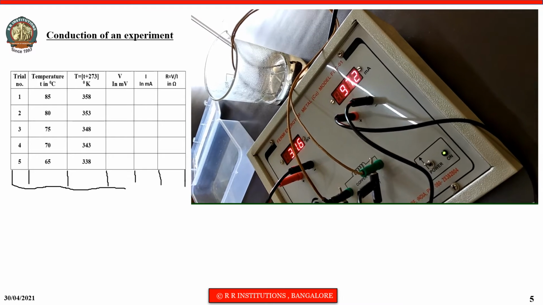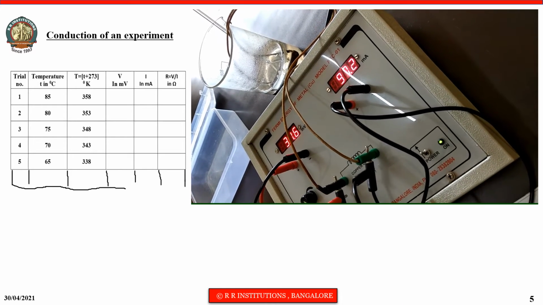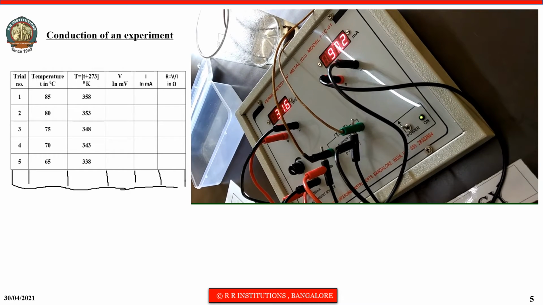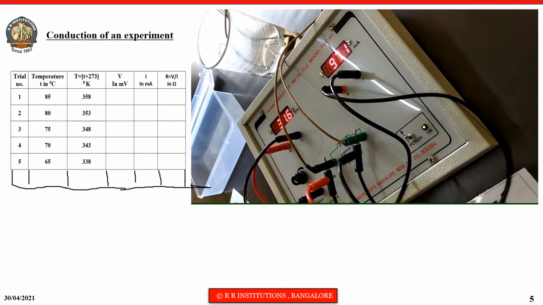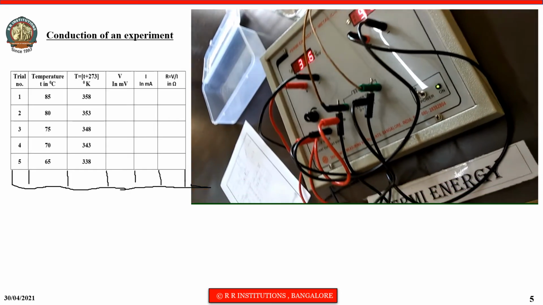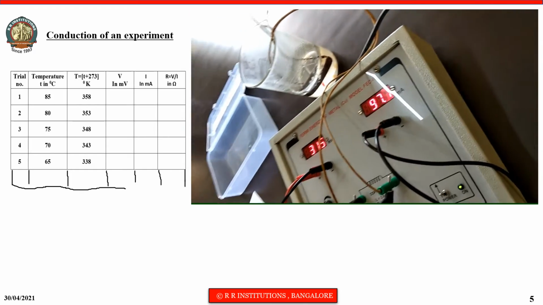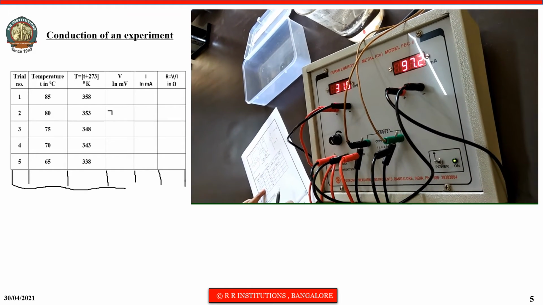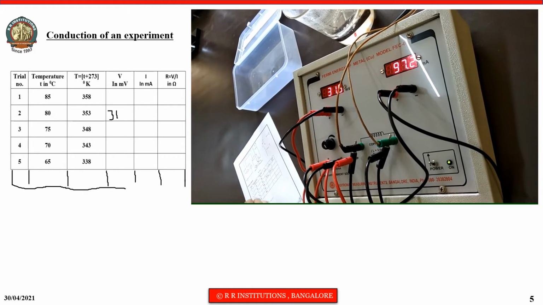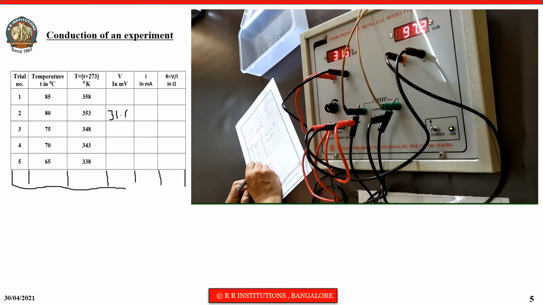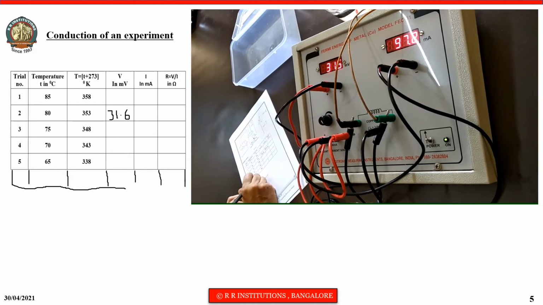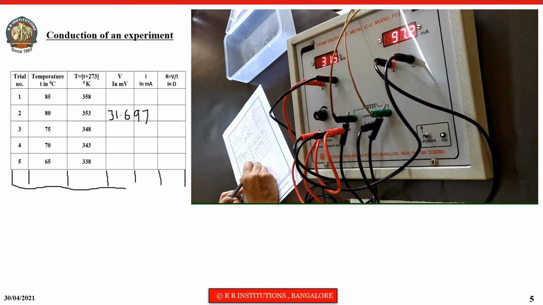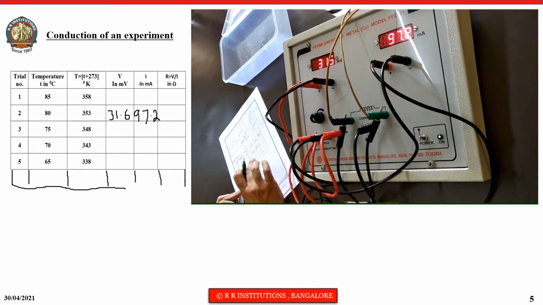For 80 degree, the voltage is 31.6 millivolt and the current is 97.2 milliamp. Next we have to wait till it cools by 5 degree. After it reaches 75 degree, again we have to note down the current and voltage. Likewise, we decrease by 5 degree till 60 and note down the corresponding voltage and current.